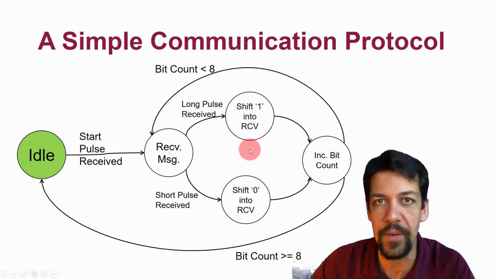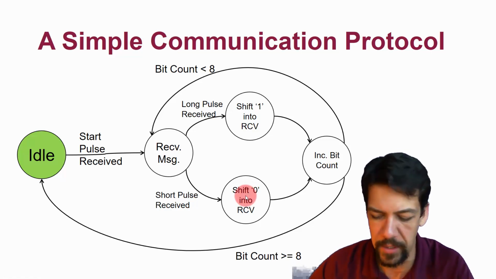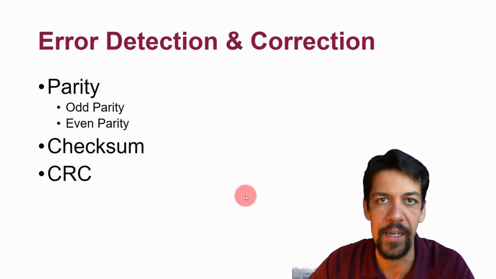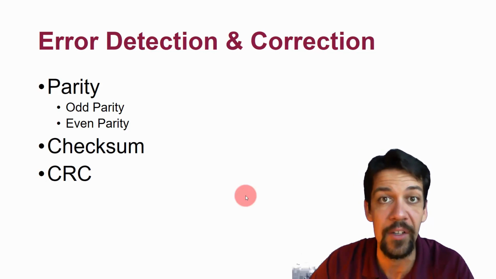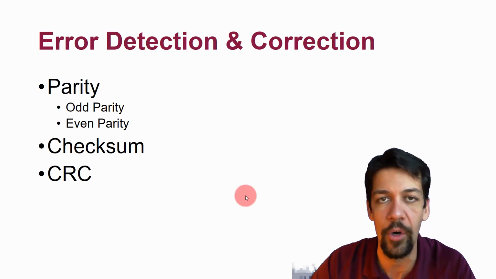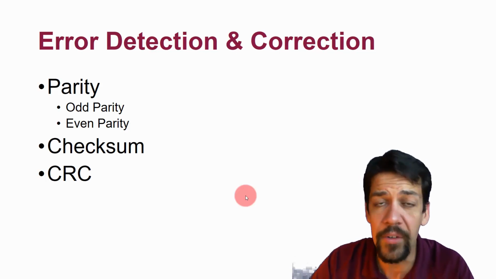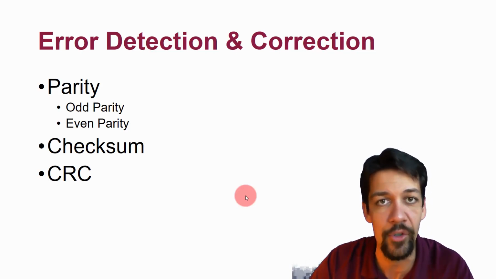There's lots of different things that could go wrong in this situation, and we want to make sure that we can handle those. A couple of ways that we can do that is with these error correction codes. The first one is parity, the simplest way to do that, and parity comes in even or odd parity flavors. We can also use checksum or cyclic redundancy check, CRC codes, to verify that a message was transmitted correctly.